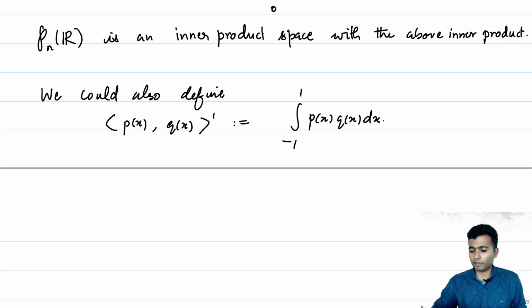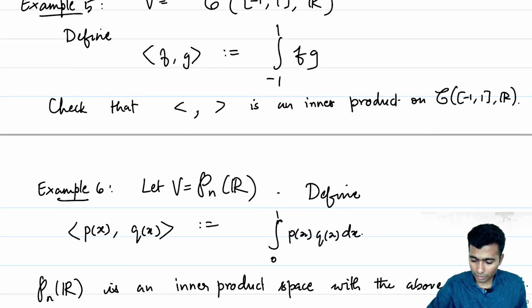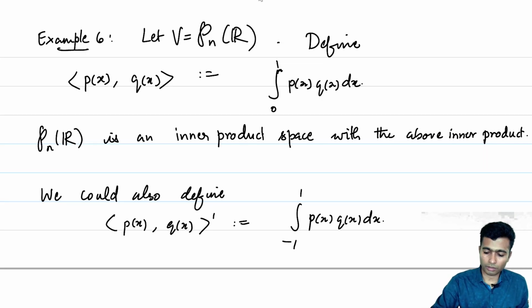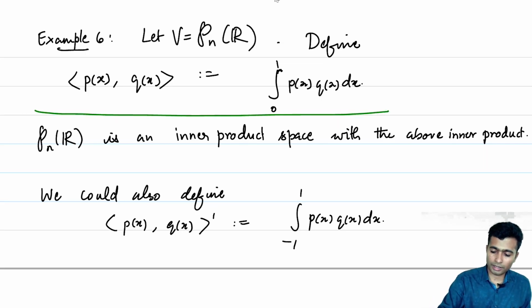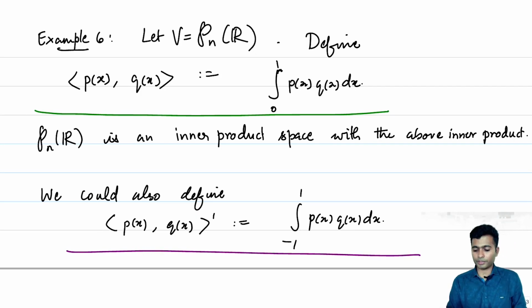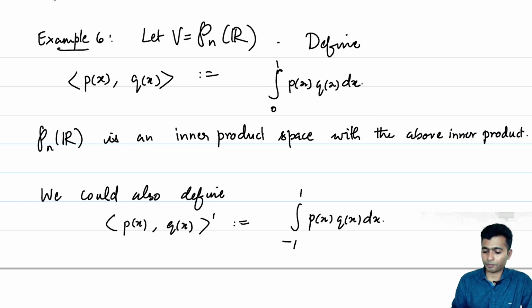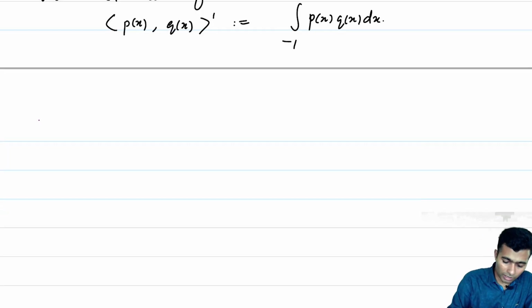So we have now given two different inner products to Pn of R. So this is one inner product and this is another inner product. There is no natural way to say that one is better than the other. This is precisely what I was pointing out a few minutes back. There is no one natural notion of an inner product which can be given to P of R. So I didn't write P of R.